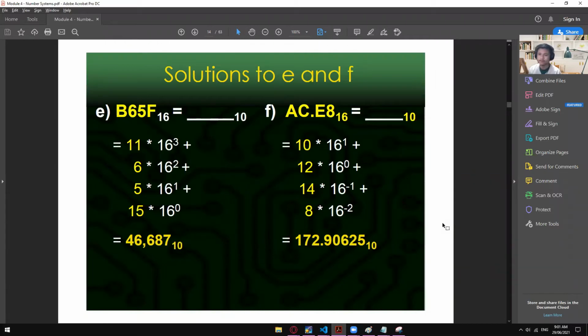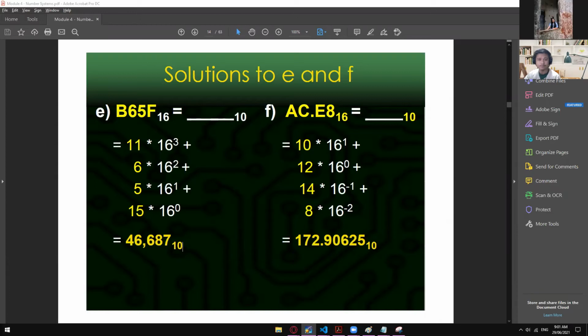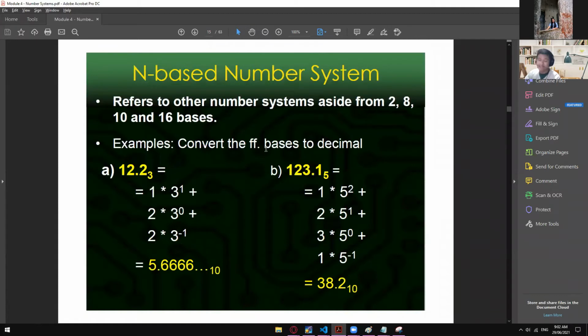So please verify, check whether this one is correct or not. So is it correct? Okay, great. I hope the others are also checking or verifying this one. All right, so next one now is number bases.